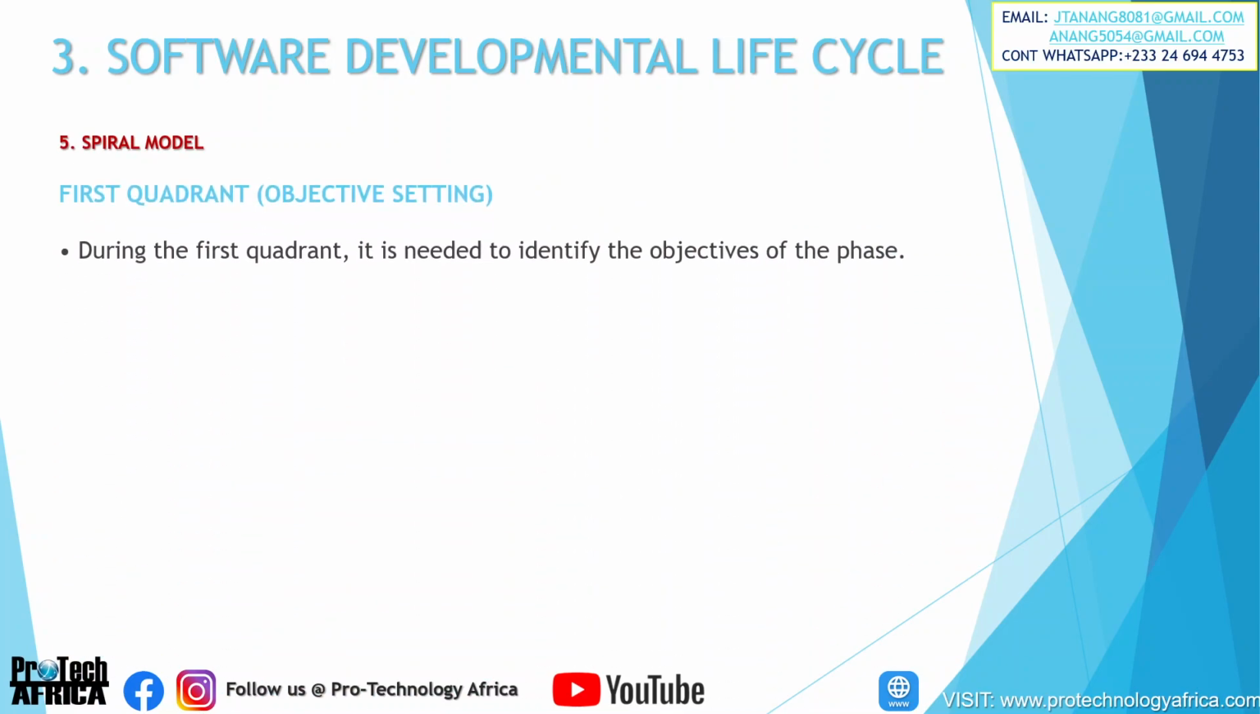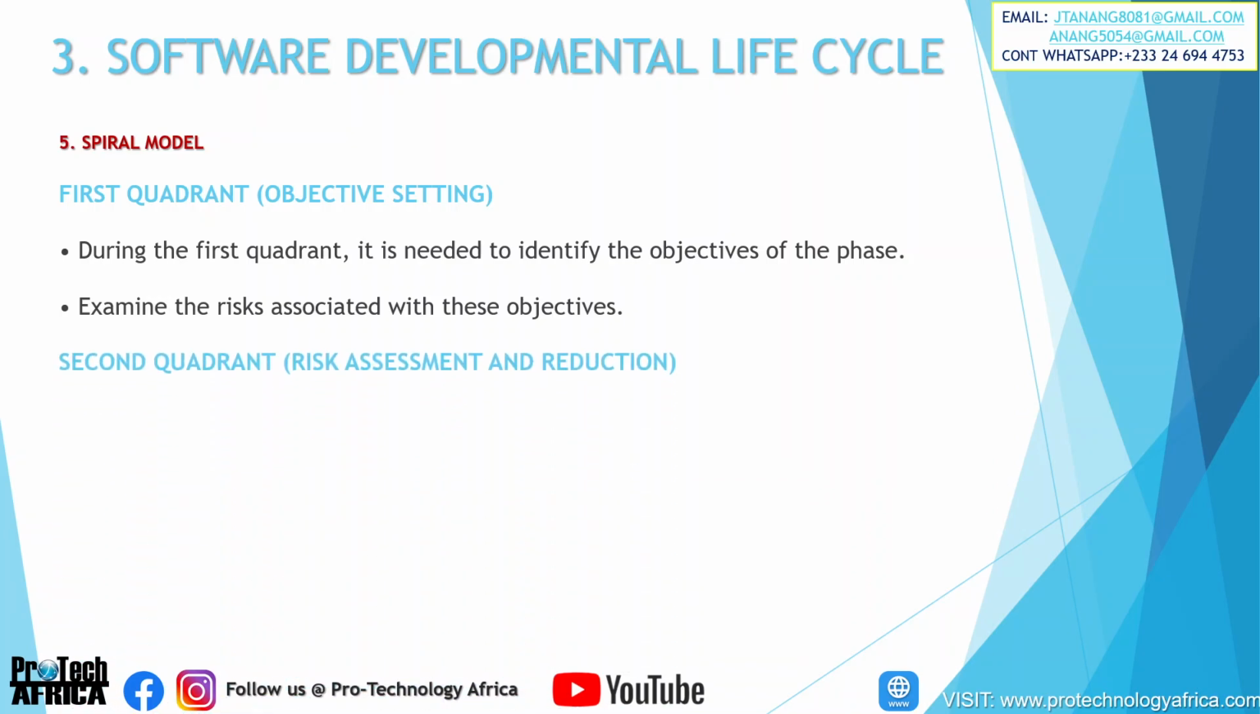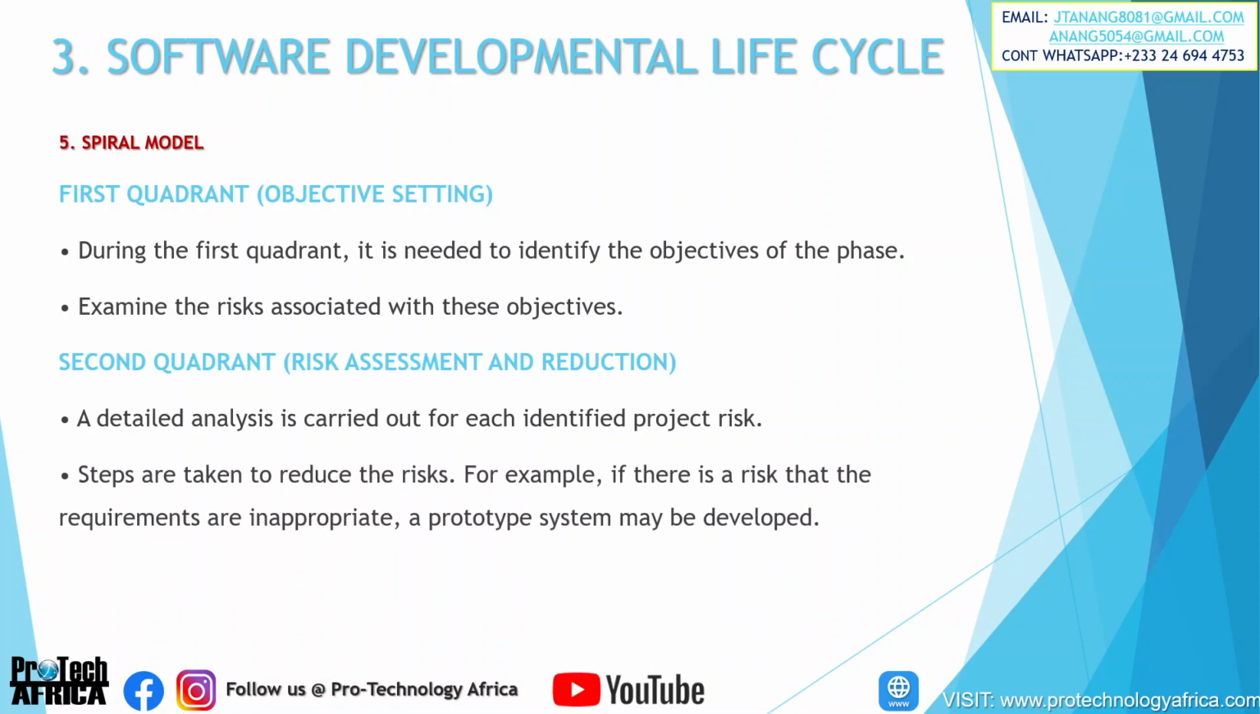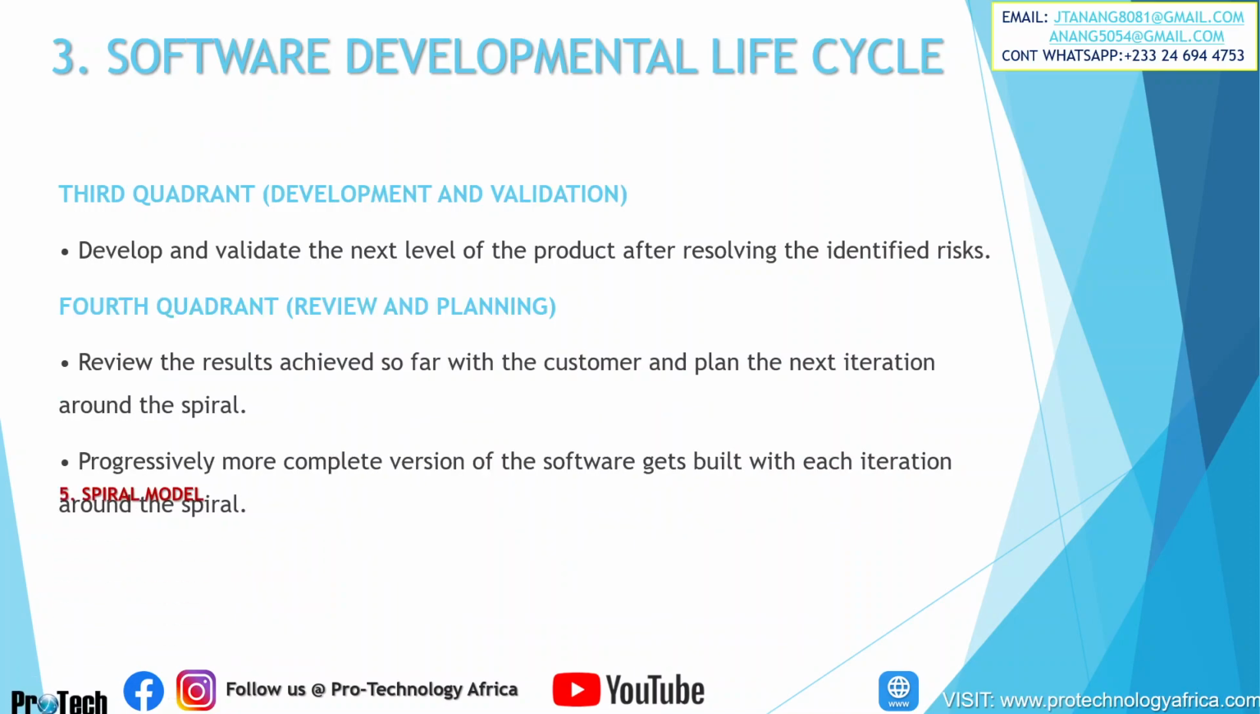On the first quadrant, the things to consider. It says during the first quadrant, it is needed to identify the objectives of the phase, and then we also examine the risks associated with these objectives, and then we move on to the second quadrant, that is the risk assessment and reduction, and then a detailed analysis is carried out for each identified project risk, and then steps are taken to reduce the risk. For example, if there is a risk that the requirements are inappropriate, a prototype system may be developed.